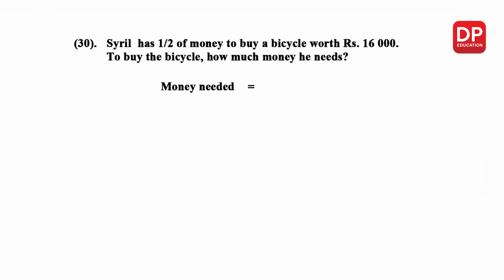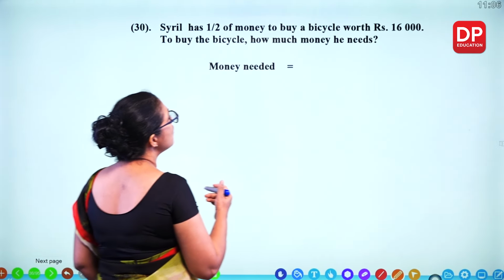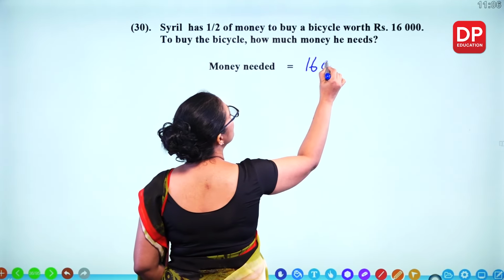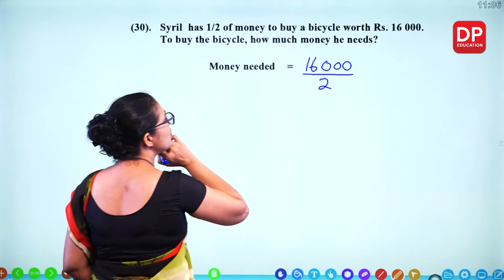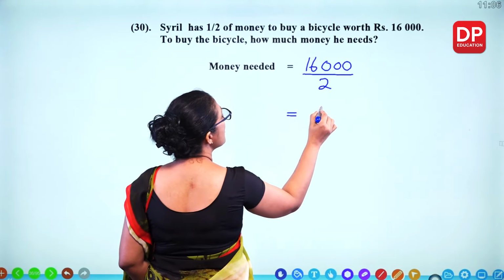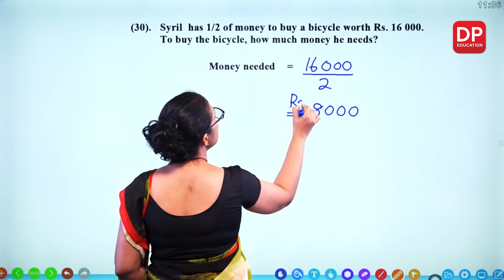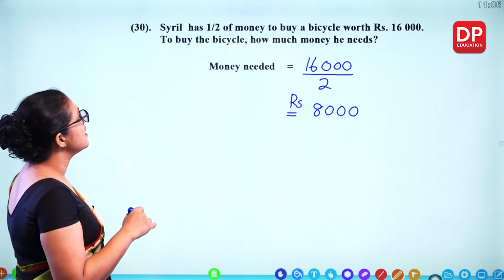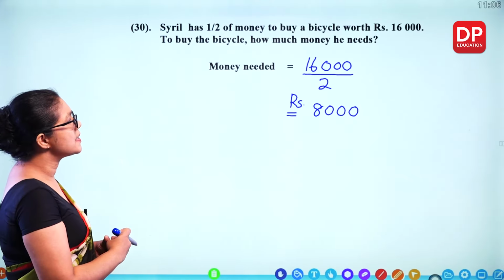Cyril has half of the money to buy a bicycle worth 16,000 rupees. To buy the bicycle, how much more money does he need? So what's half of that? You need to divide this by 2. So he got half of that. So divide by 2. So what's the value? Long division, 16 divided by 2, 8. So that's 8,000. He already got 8,000. He needs another 8,000 rupees.